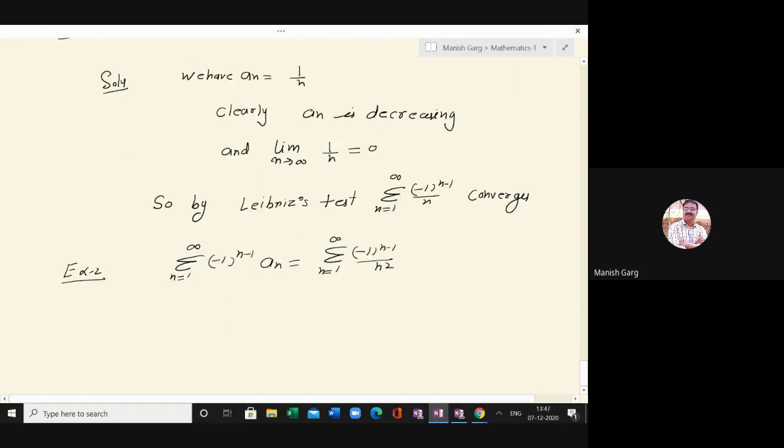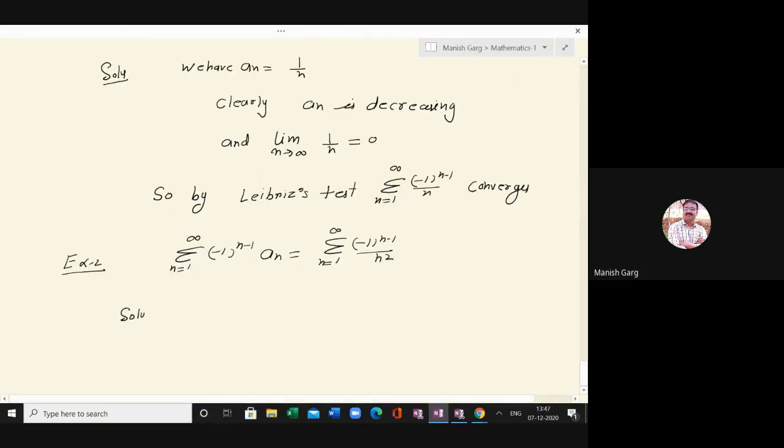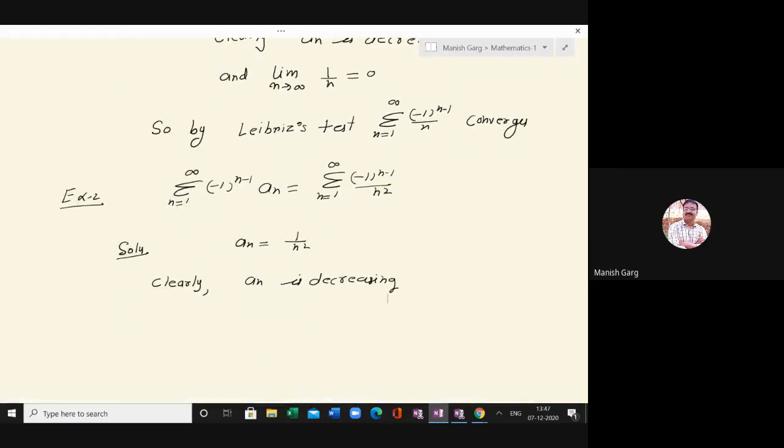N square. So here again do the same exercise. a_n is equal to 1 by n square. Clearly a_n is decreasing, because if n is increasing, n square is increasing, so 1 by n square is decreasing. And limit n tends to infinity a_n is limit n tends to infinity 1 by n square. This is 0.